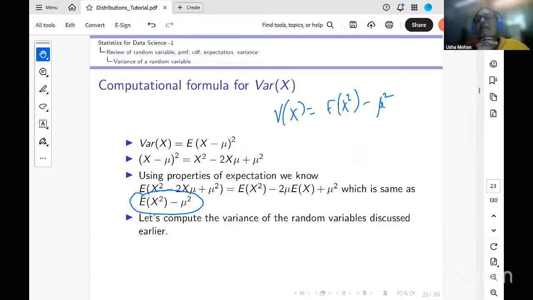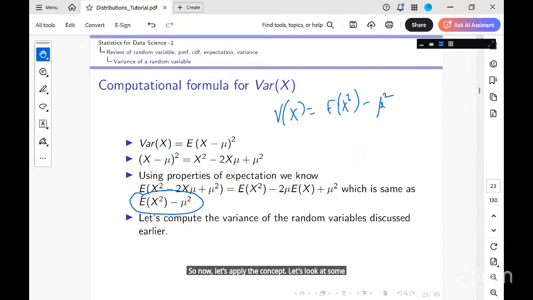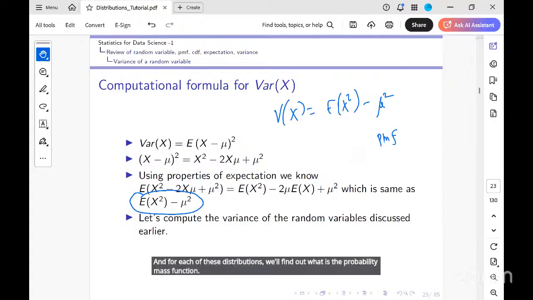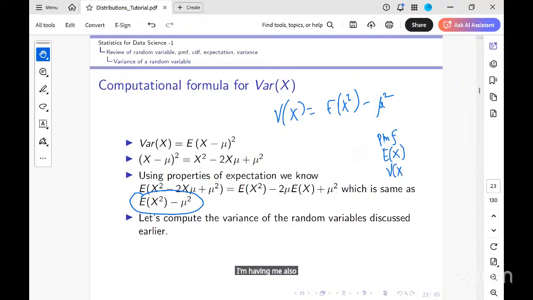So now let's apply the concept. Let's look at some specific distributions. And for each of these distributions, we'll find out what is the probability mass function, what is the expectation of it.